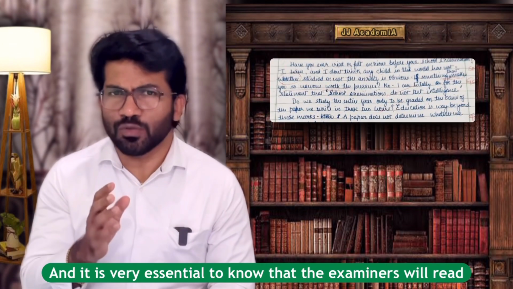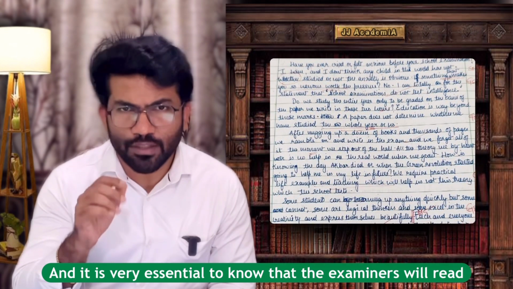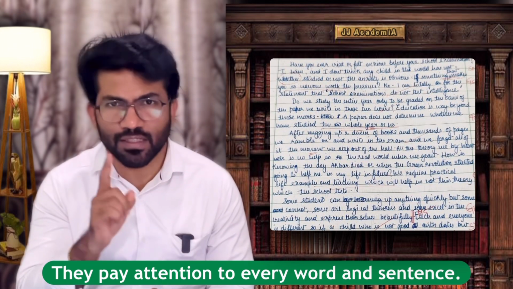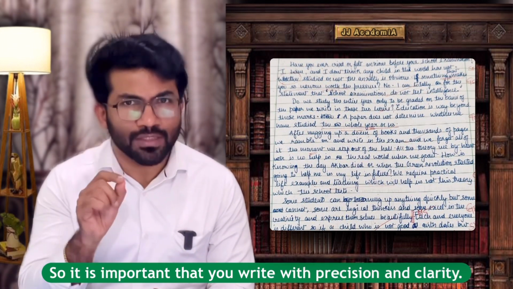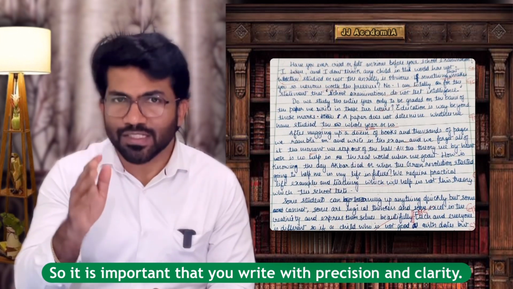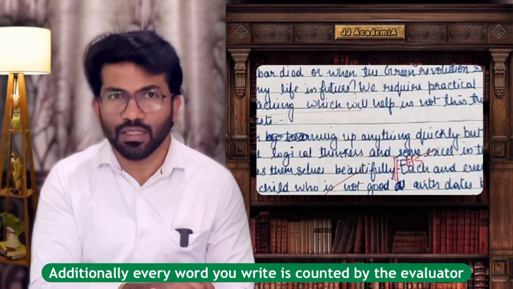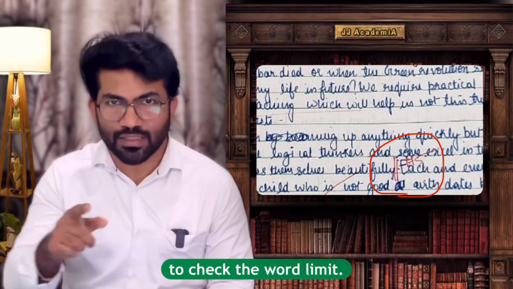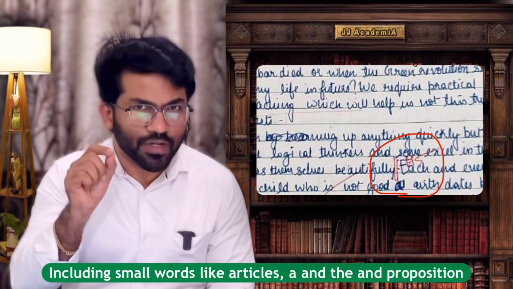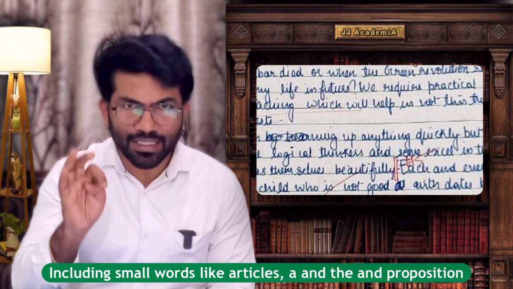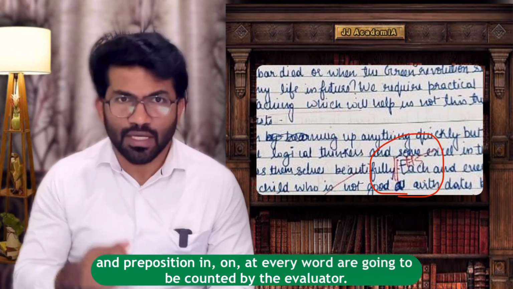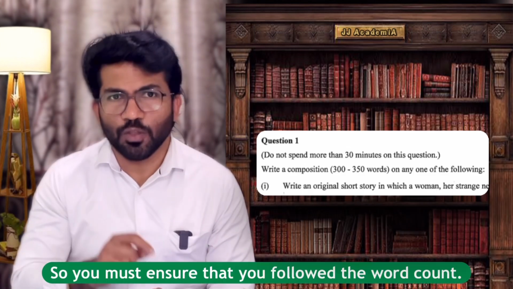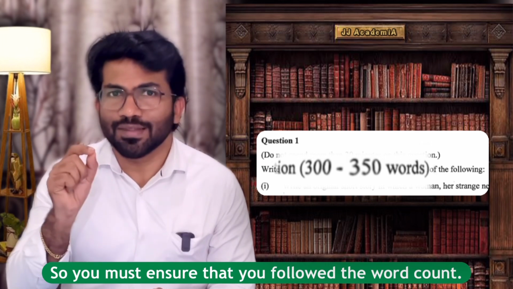And it is very essential to know that the examiners will read your entire composition carefully. They pay attention to every word and sentence. So it is important that you write with precision and clarity. Additionally, every word you write is counted by the evaluator to check the word limit, including small words like articles, a, an, the, and prepositions in, on, at. Every word is going to be counted by the evaluator. So you must ensure that you follow the word count.